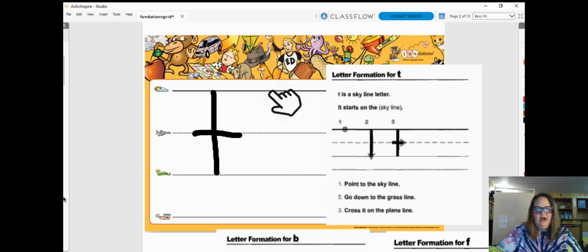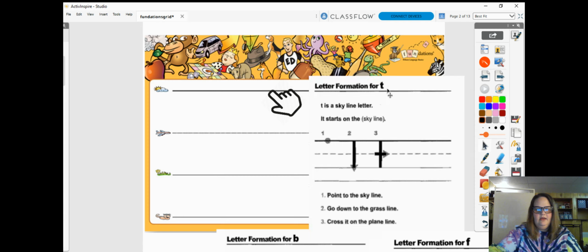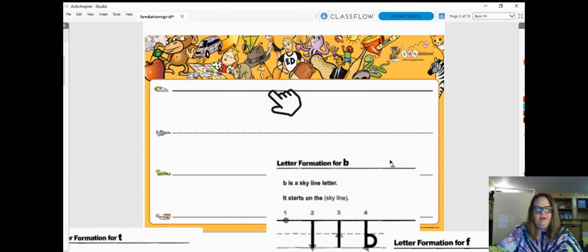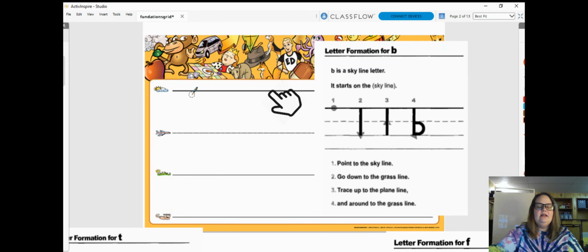Now, let's try another one of our letters. Erase. We're going to try that B that we've been working on. Remember, B is also a skyline letter, so we're going to start on the skyline. B is a skyline letter. It starts on the skyline. So we are going to point to the skyline, go down to the grass line, and we're going to trace back up to the plane line and around to the grass line.